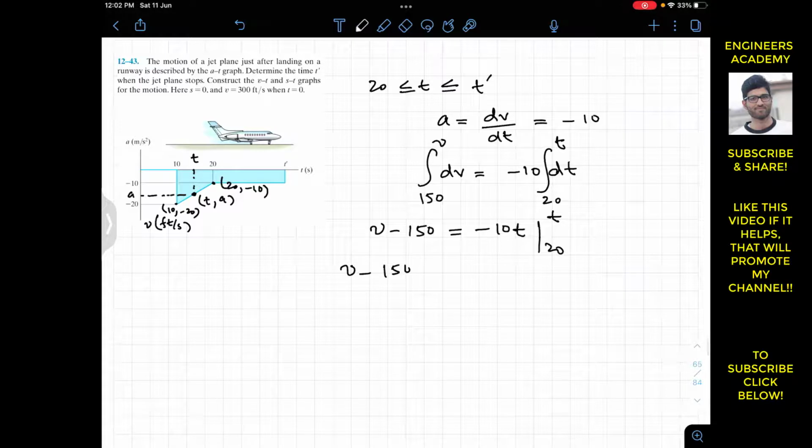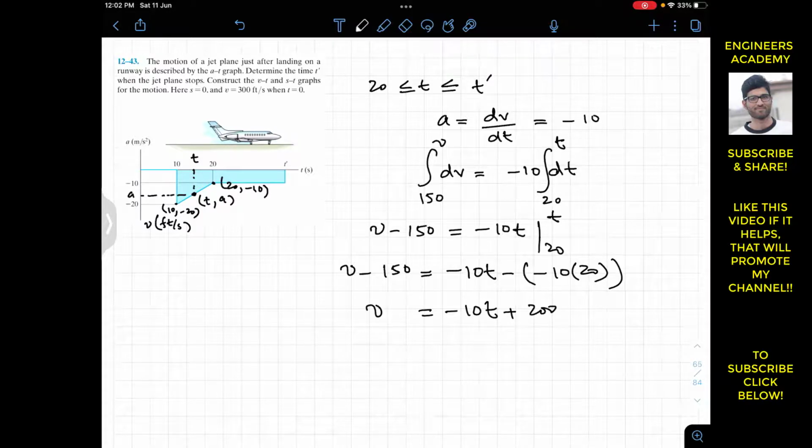This will be v minus 150 equals minus 10t, and then minus 10 into 20. So this is minus 10t, and this will become plus 10 into 20, which is 200, and this 150 on the other side will become plus. So this is minus 10t plus 350. So now the velocity for this particular interval is a straight line, which has a slope of minus 10 and the y-intercept equals 350.